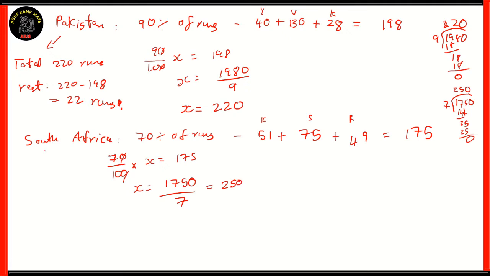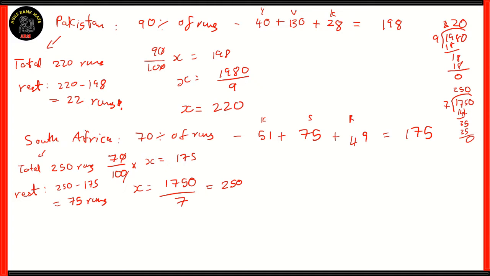So against South Africa, India scored a total of 250 runs. Now that means the contribution of the rest of the batsmen is quite high. In this case, it's 250 minus 175, which is equal to 75 runs.